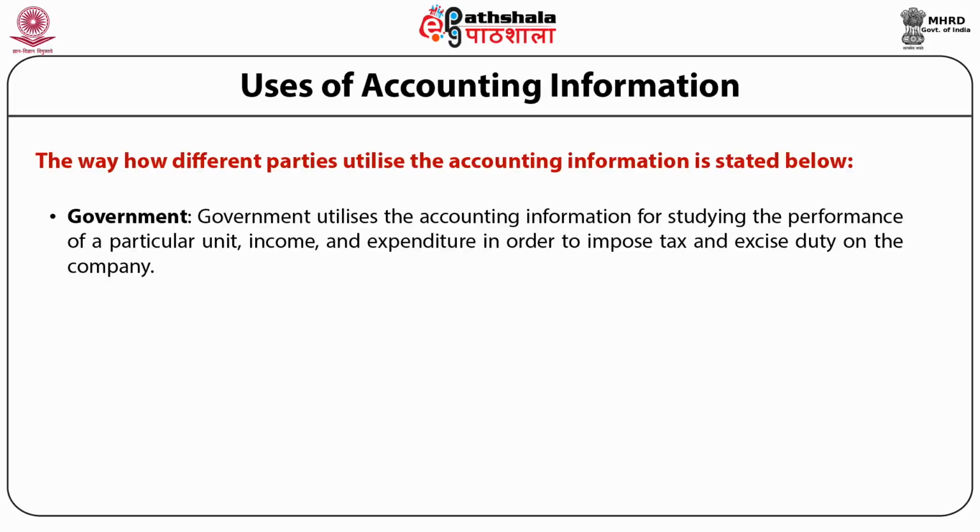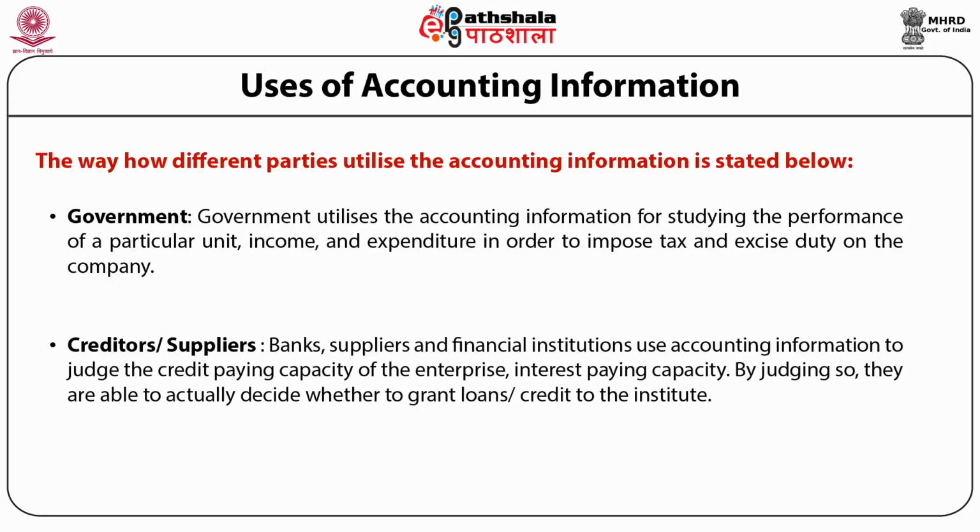Number four, creditors or suppliers. Banks, suppliers, and financial institutions use accounting information to judge the credit paying capacity and interest paying capacity of the enterprise. By judging so, they are able to decide whether to grant loans or credit to the institute.